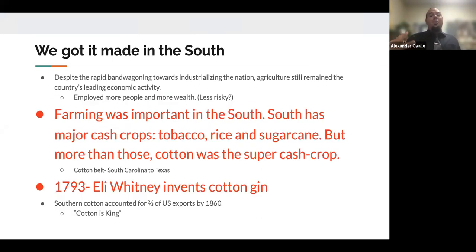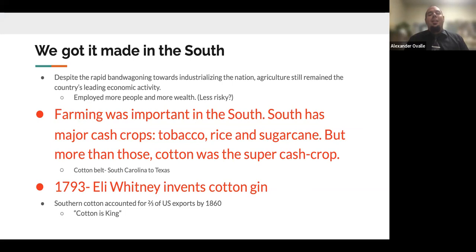So we talked about the North, obviously the South. The South, let's hold the brakes on industrialization, like that's not going to bite them in the butt or something. Despite the rapid bandwagoning towards industrializing the nation, agriculture still remained the country's leading economic activity. It employed more people and had more wealth, and it seemed less risky.